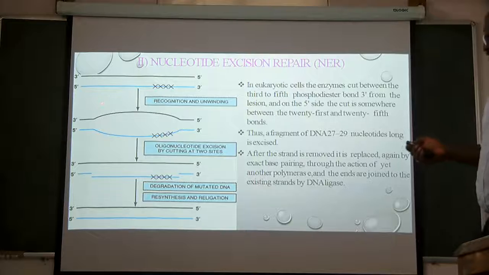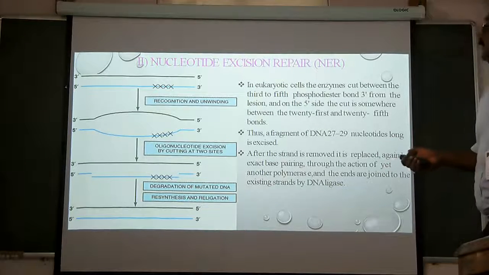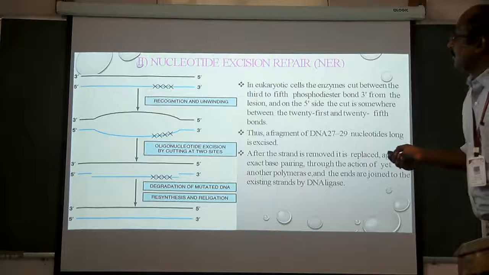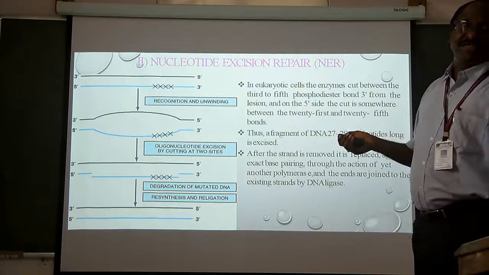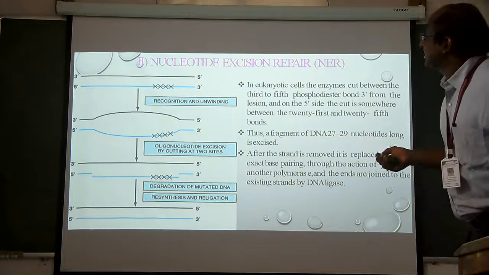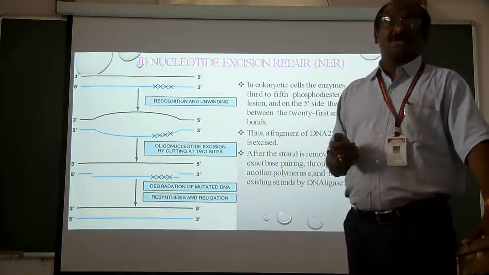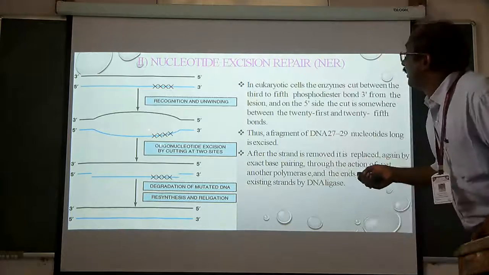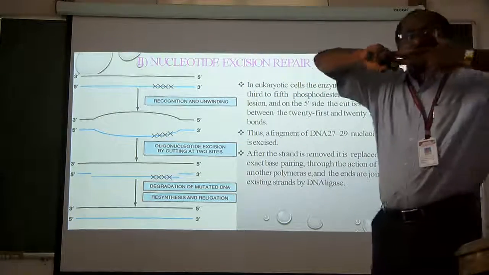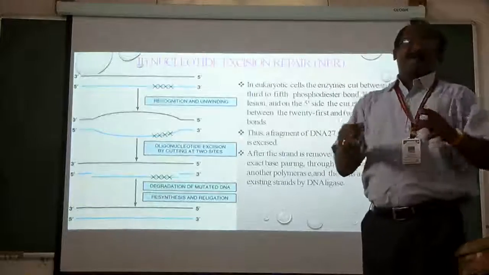So here you can see the normal set of DNA, with a 3 prime and a 5 prime end. Here a maximum of 4 or 5 base pairs of damage to the DNA has taken place. So it is recognized first. The recognition is of most importance, and after the damaged DNA is recognized, you can see the unwinding. At that place, the strand of the DNA has to be unwound.